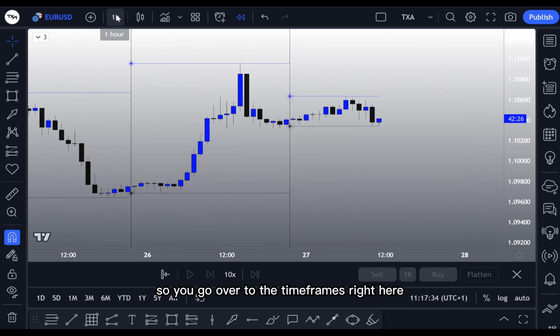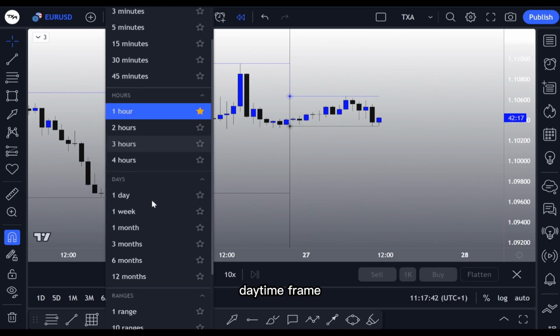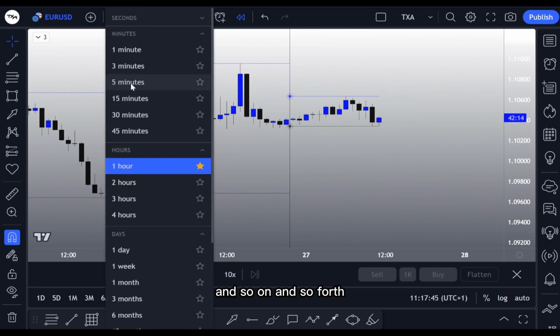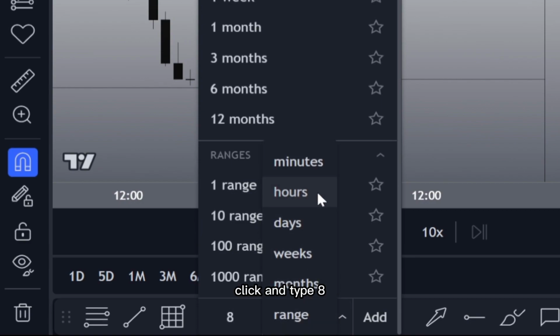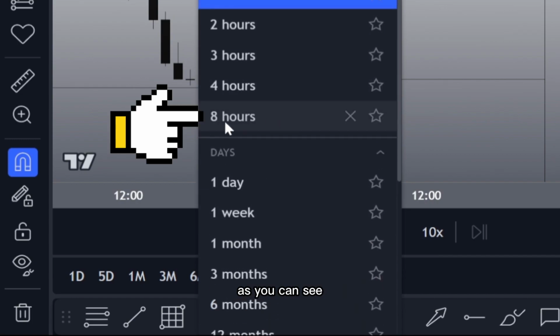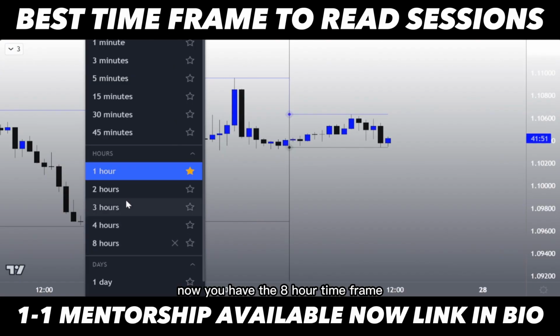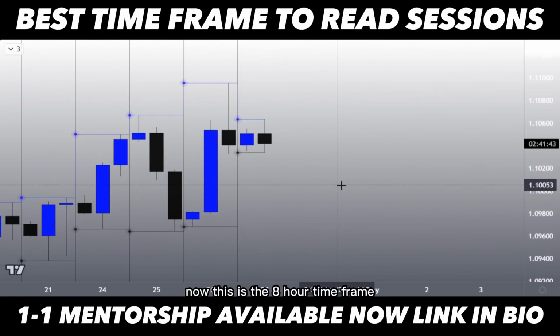So you go into the time frames right here. Now, by default, all you're going to have is 1H, 2H, 3H, 4H, day time frame, and so on and so forth. Minutes time frame. So you're not really seeing it in the beginning. So what you need to do is go all the way down to this section, click and type 8, and then hours. Once you do that, you click add. Once you do that, as you can see now, you have the 8-hour time frame within the hours. You select it.